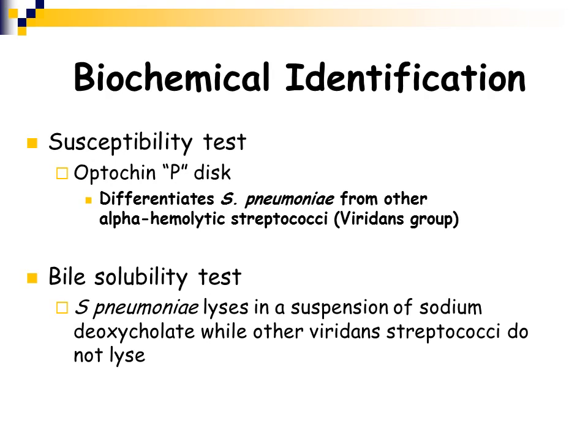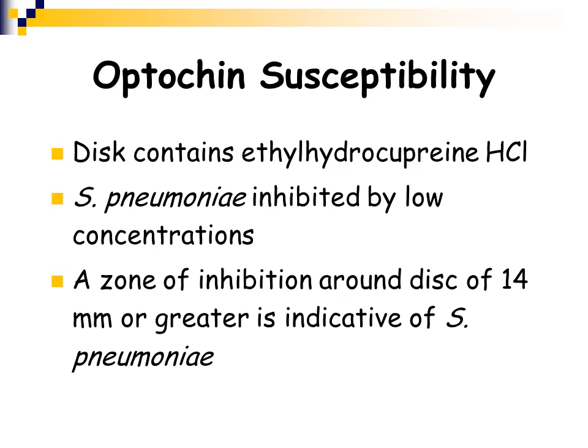So in this test, you have your organism growing on a plate. If you drop sodium deoxycholate on it, the colony will just disappear. And that's indicative of being bile soluble. The Optochin disc contains ethyl hydrocupreine HCl.